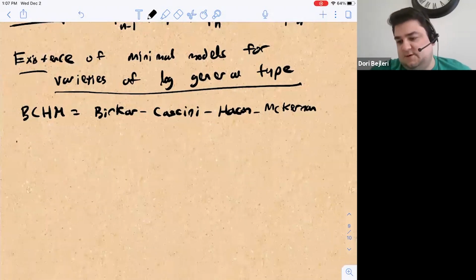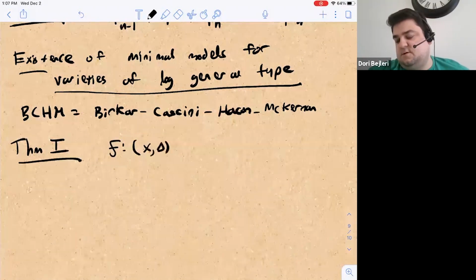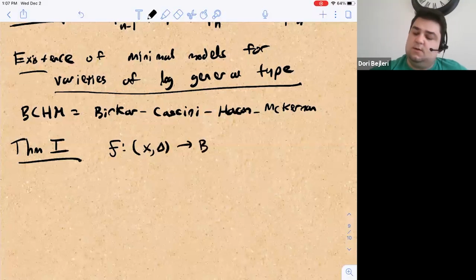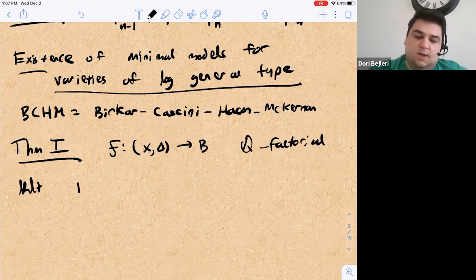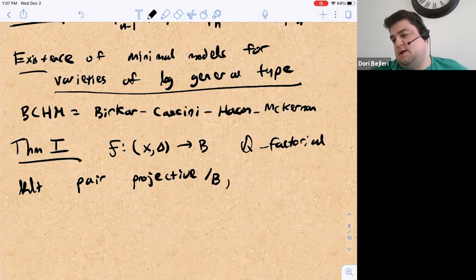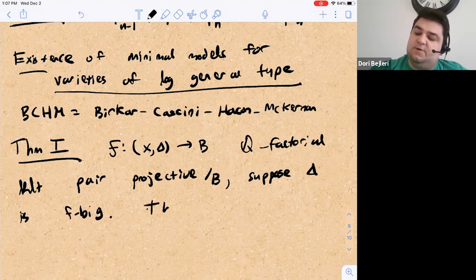Okay, so here's the most important theorem. So let's say we have f from (X, delta) to B, a Q-factorial KLT pair that's projective over B. And suppose that delta is big over B, then any MMP with scaling terminates.